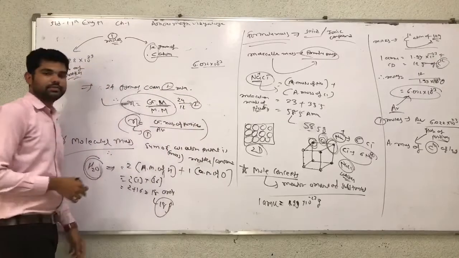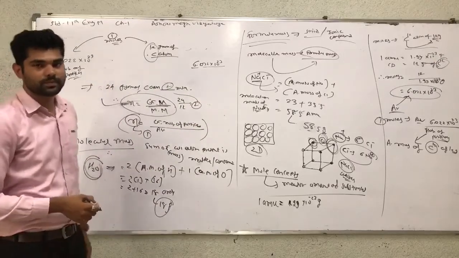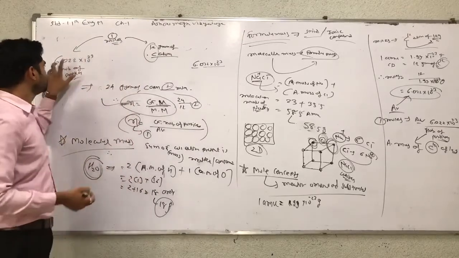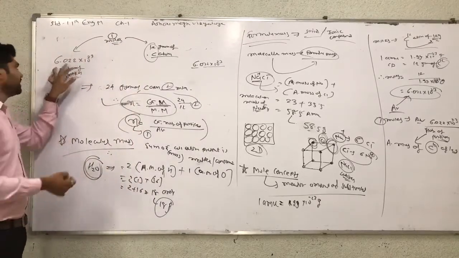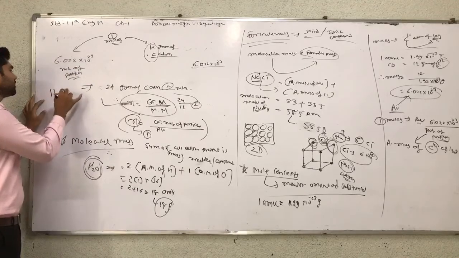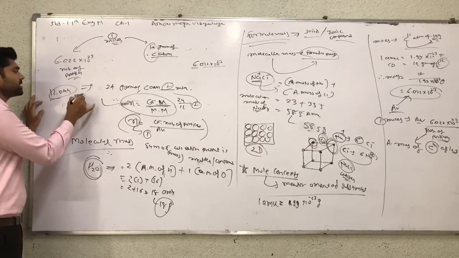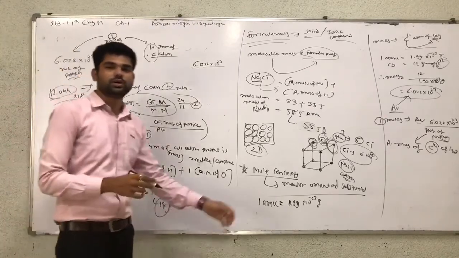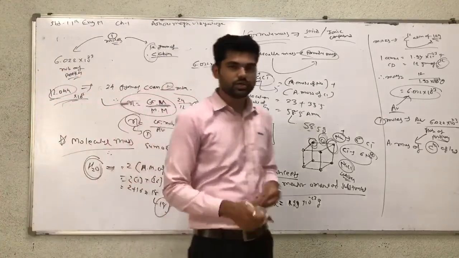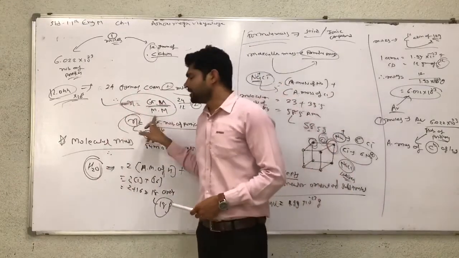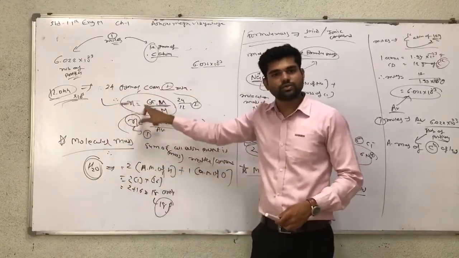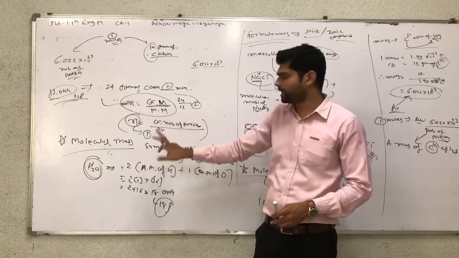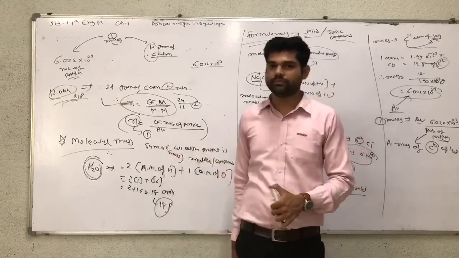So 2 moles of carbon are present in 24 grams of carbon, and 2 moles means 2 into 6.022 into 10 raised to 23, it means 12.044 into 10 raised to 23 particles present in 2 moles of carbon. So remember these two equations: given mass divided by molecular mass, which gives mass to mole, and particles divided by Avogadro number, which gives particles to mole. So remember and prepare, friends. Thank you.